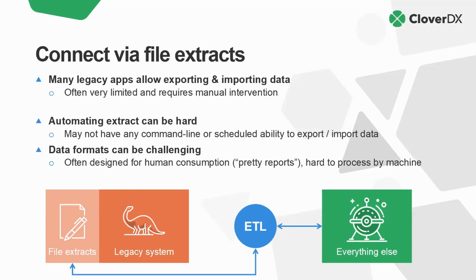A lot of these legacy applications allow importing and exporting of data, right? So the idea is we can get these data exports and manually pipe them into our modern data pipelines. However, they're often very limited and require manual intervention, right? So think of someone sitting there clicking through and saying, hey, let me get the monthly exports for the last 24 months or the last 5 years, right?